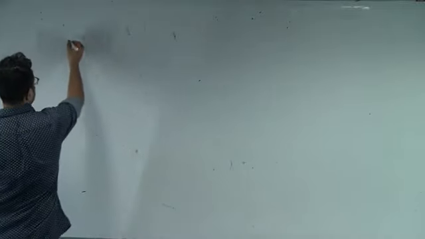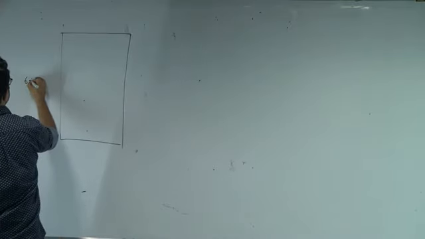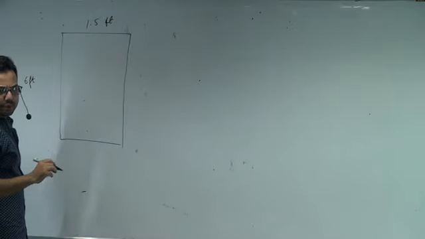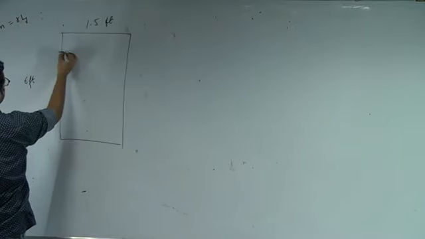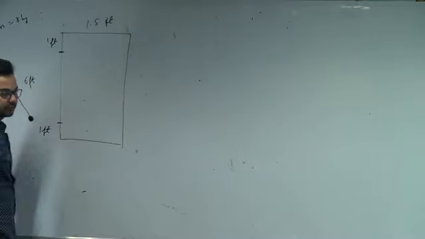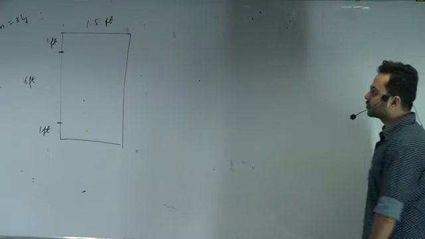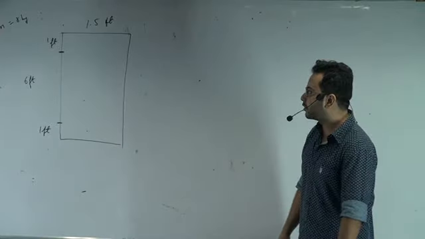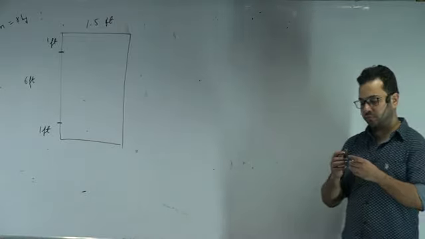Almirah, 6 feet high, 1.5 feet wide, and the mass is 8 kg, and there are hinges 1 feet from the ends. Okay, and it is given that the hinges apply equal forces in magnitude. Then what do we have to find out? The hinge force. Okay, so we need to find out the hinge force.